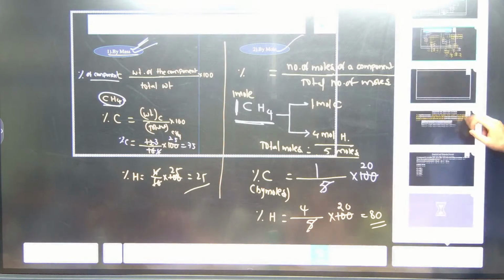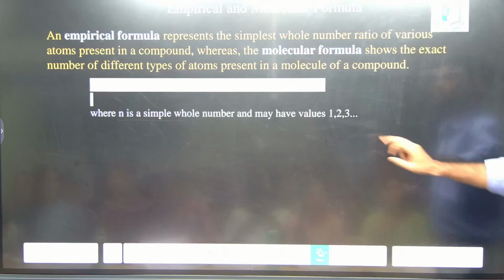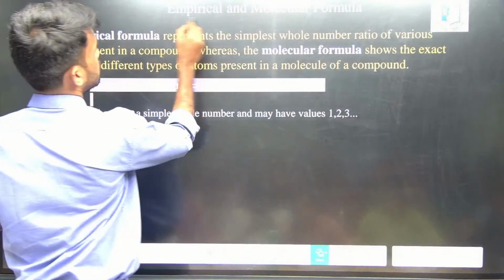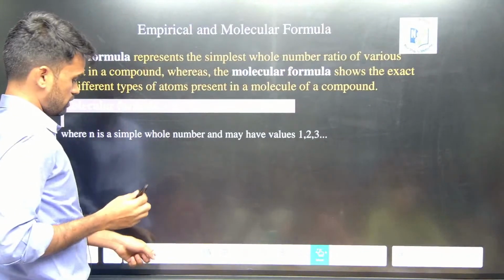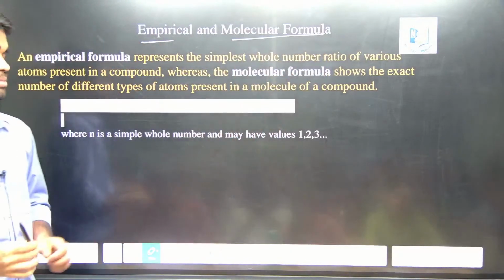Okay. Next one. There is something called empirical formula and molecular formula. What is that? Empirical formula and molecular formula.